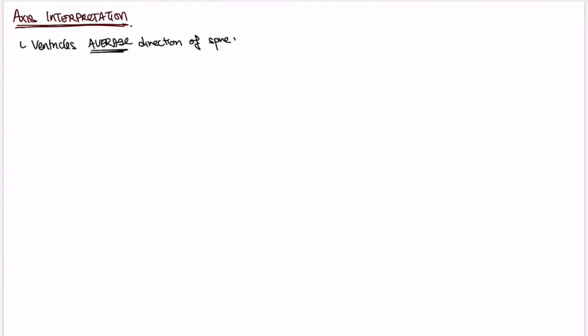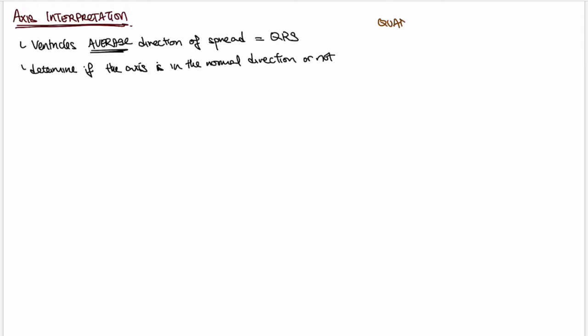Axis interpretation is a relatively confusing topic, but once you simplify it, you will get the importance of this. Axis interpretation is based on the QRS complex. The major vector of the ventricle's direction of spread is mapped out as the QRS complex. And understanding the deflections of this will help determine if the overall direction of the electrical activity is in the normal direction or not. There are several approaches to estimating the QRS axis.